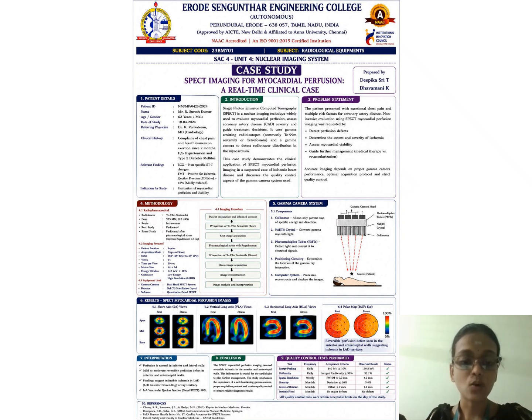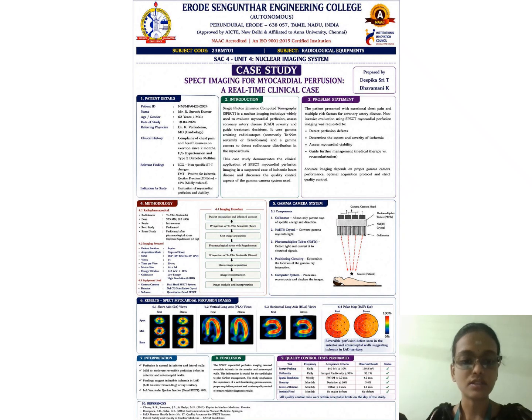Now, I would like to explain the gamma camera used in SPECT imaging. The major components include the collimator, scintillation crystal, photomultiplier tubes, positioning circuitry, and computer system. The collimator allows gamma rays traveling in specific directions to reach the detector, and the crystal converts the incoming gamma radiation into light. The positioning circuitry determines the location of the detected radiation, and finally, the computer system processes and reconstructs these signals to produce the SPECT images.